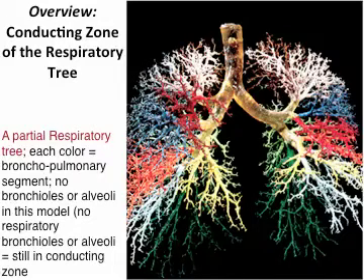So this is all conducting zone, but in this model you just go out to the level of the tertiary bronchi. The bronchioles and the alveoli were too thin to hold the resin in this cast, so you can't see the bronchioles or the terminal bronchioles or the respiratory bronchioles or the alveoli in this cast.